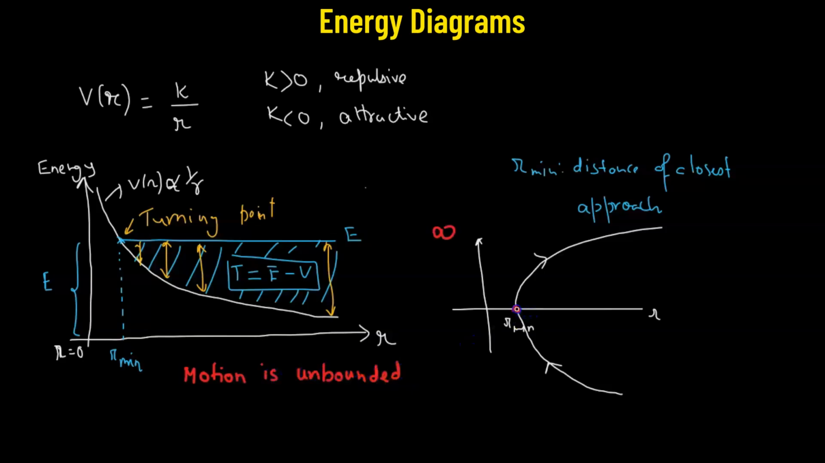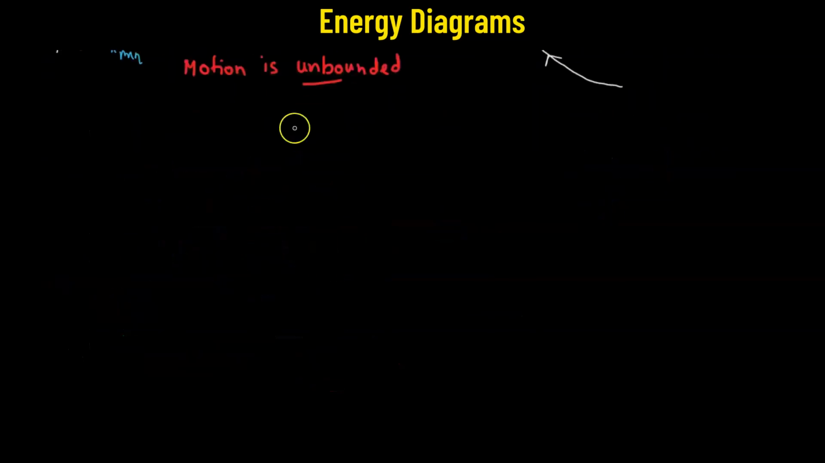The motion is going to be bounded at the distance of closest approach, and then it's going to be unbounded for higher values of r. So in that case, we have a motion that is unbounded. However, for other values of potentials, and also depending upon the energy, we could have either a bounded motion or an unbounded motion. To understand this particular fact, we are going to consider the energy diagram of a typical two-atom system.